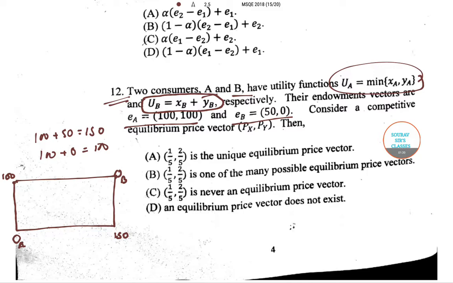For the first individual, since XA and YA are perfect complements, we can write XA equal to YA. We draw this line. So this is the line. His indifference curves will be looking like this. And for the second individual, since X and Y are perfect substitutes, his indifference curves will be in this manner.